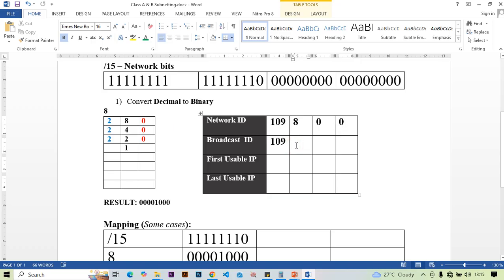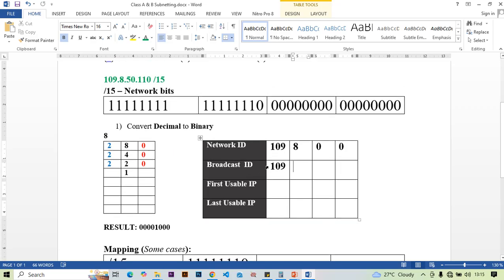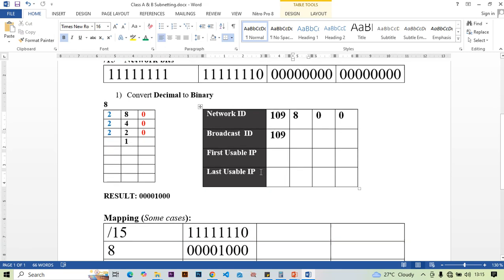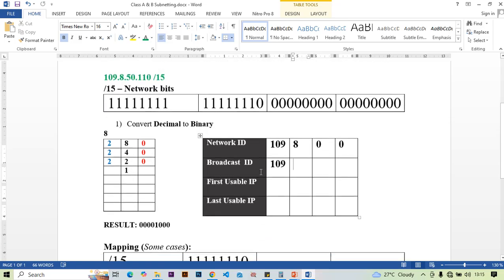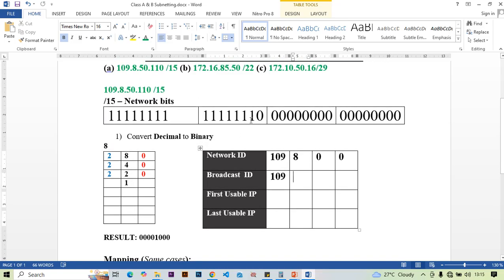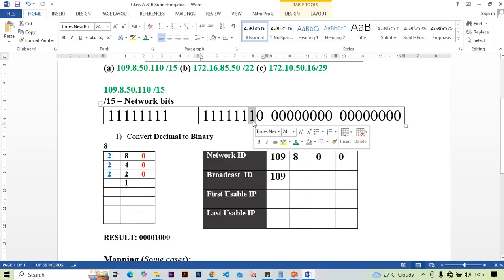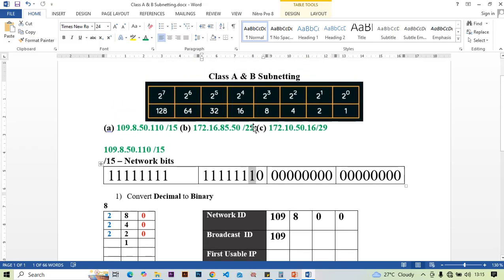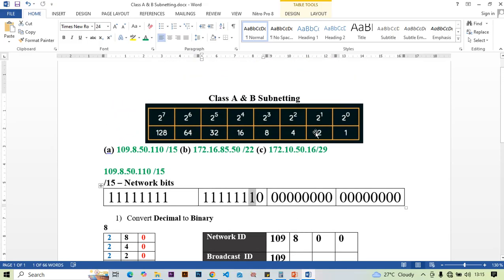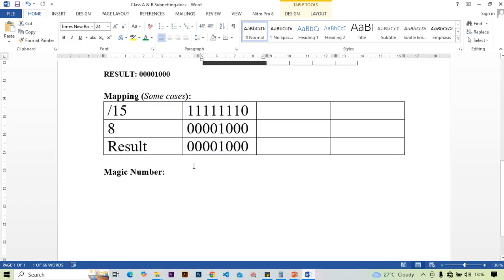Now we shall go to our broadcast ID. To determine the broadcast ID for this network, having found the network ID, we shall need to find what we call the magic number. And the magic number is often the last bit that is turned on in our /15 network bits. The last one that is turned on. So the last one that is turned on in our table here is in position 2. So it means our magic number is basically going to be 2 because it's the last one that is turned on right here. So it's position 2.